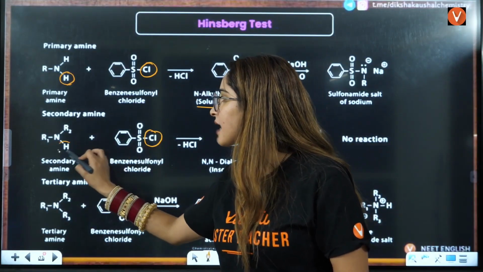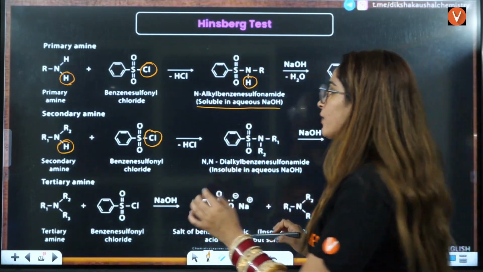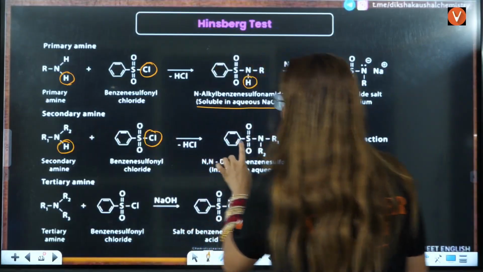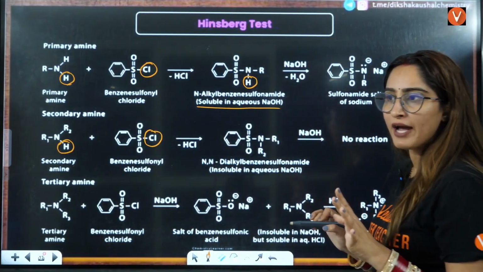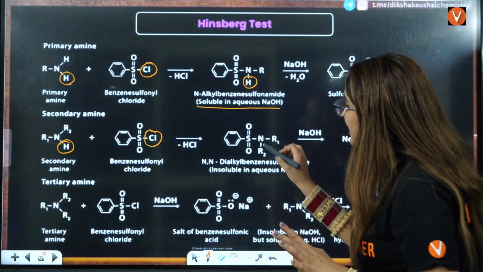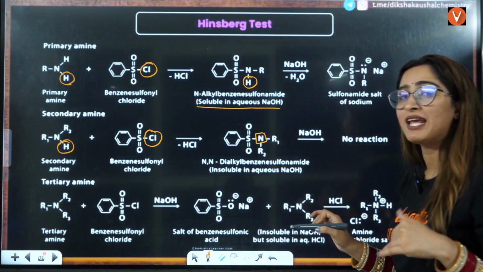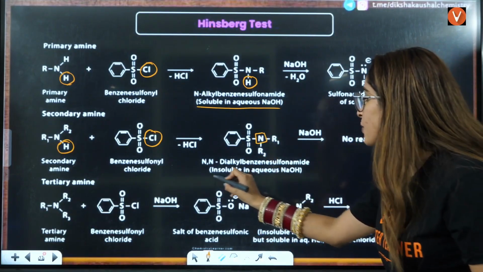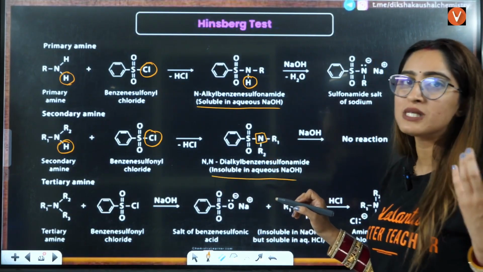This Cl and this hydrogen will be eliminated. You will have this S is linked to this nitrogen here, and hence this will be the final product that is formed here. But here to this nitrogen, you don't have any hydrogen that is attached. That is why it is insoluble in the aqueous NaOH.